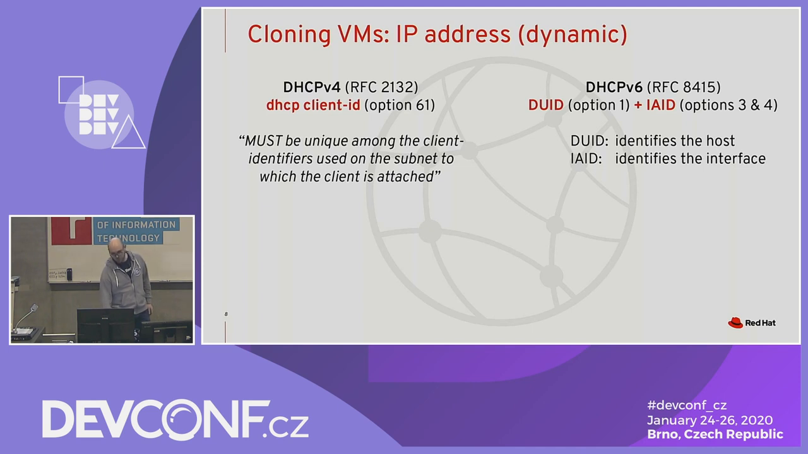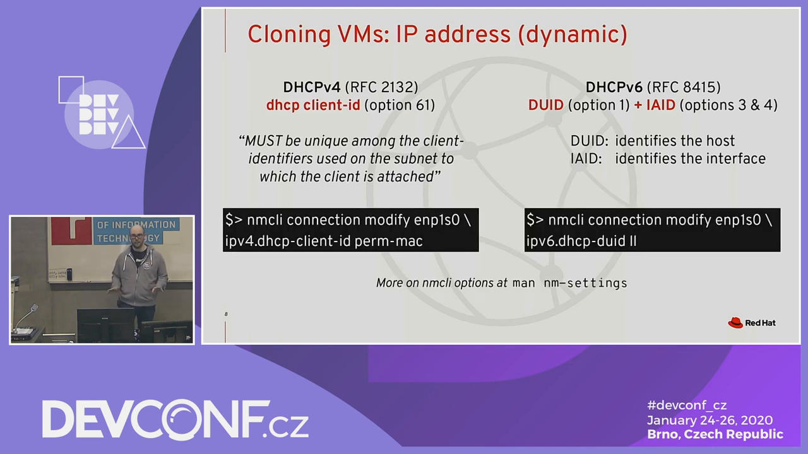Again, just for reference, if you use NetworkManager, and I like NetworkManager if you haven't understood that, you can change it to different options, that is ipv4.dhcp-client-id or ipv6.dhcp-duid. It will allow you to explicitly set them. You can find more details on these by looking at the man page of nm-settings.